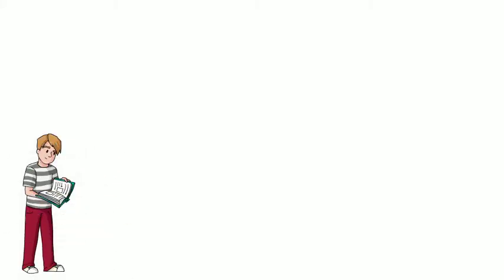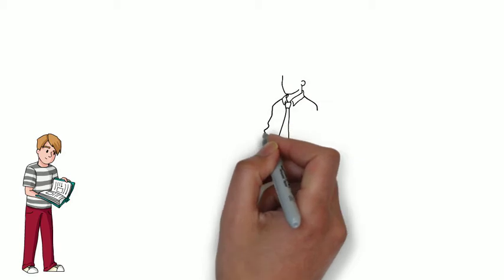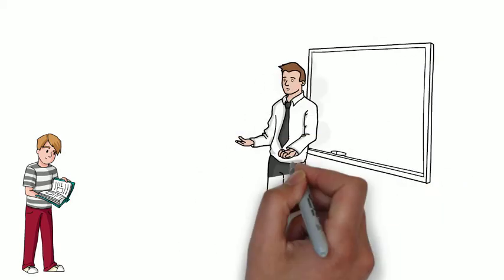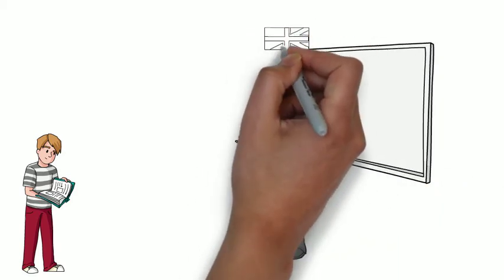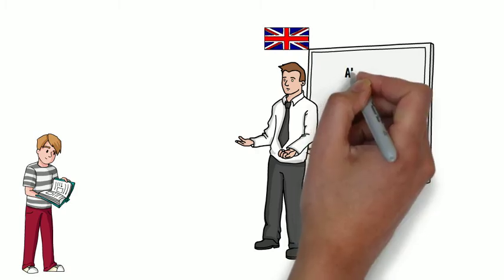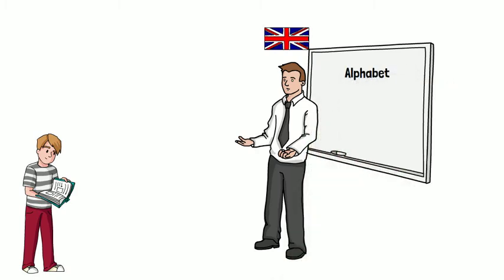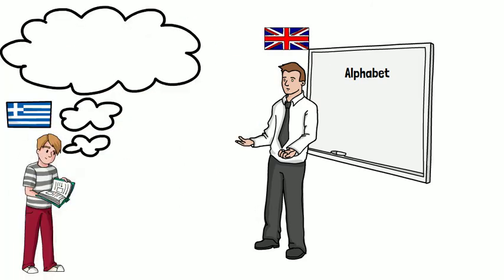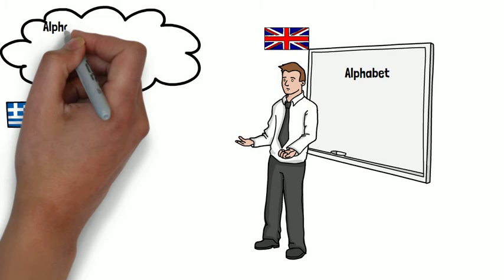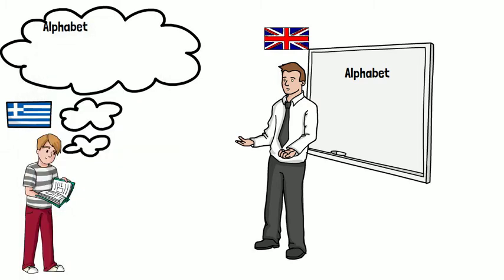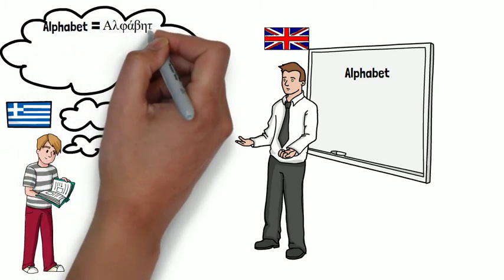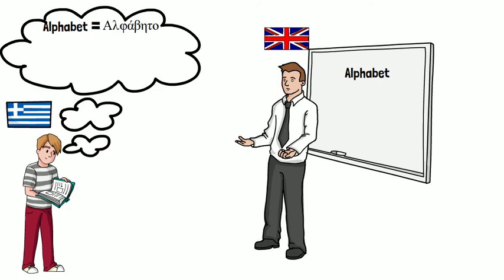I remember when I used to learn English as a child, from time to time I would come across words that seemed very familiar. Too familiar, to be honest. Take the word alphabet, for example. In Greek, the word is translated as alphabito, so as you can imagine, I had no difficulty making the connection in my head and understand its meaning. Alphabet is alphabito, and alphabito is alphabet.